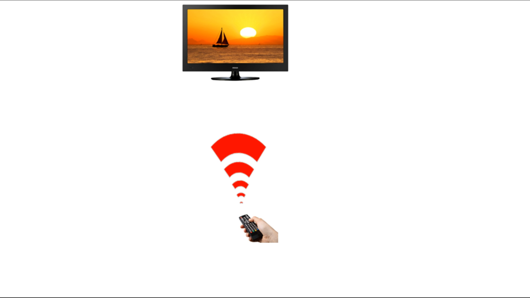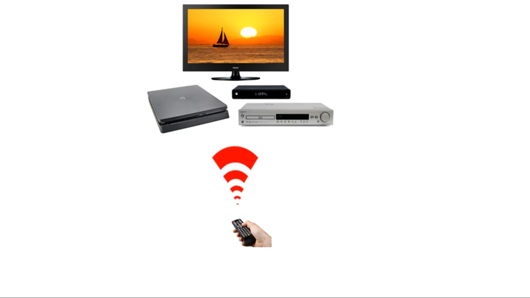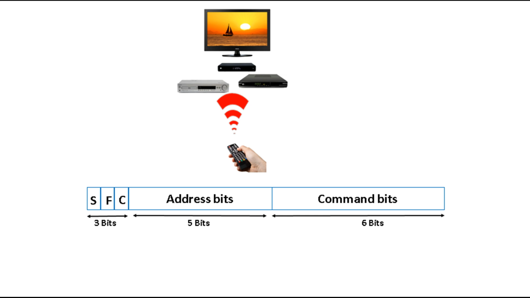Now, in addition to controlling the TV, you may want to control other devices such as a TV box, a DVD player, and probably a PlayStation. In order to do that, the IR signal needs to also indicate which system the command is intended for. So beside the command code, the IR signal includes an address code that specifies the device to control. And this one consists of 5 bits.